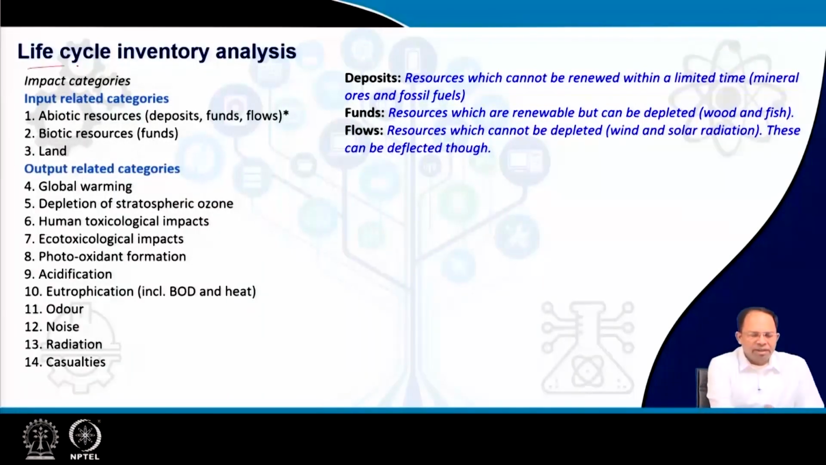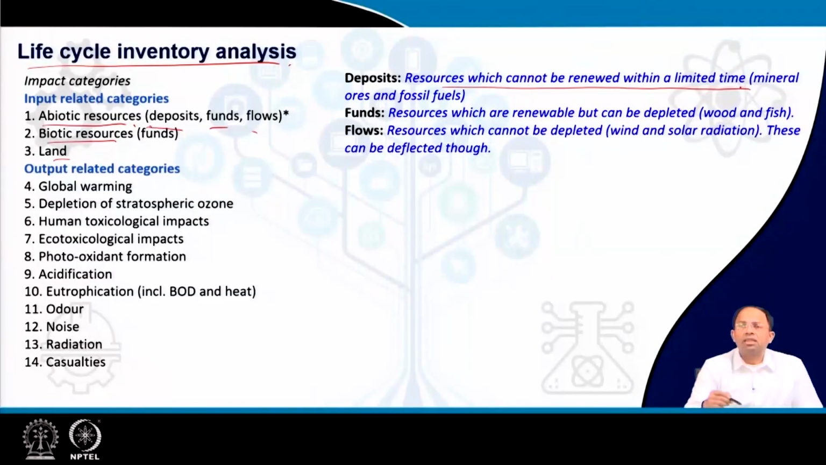In life cycle inventory analysis, we actually determine what the inputs and outputs are, and in goal and scope we determine which inputs and which outputs we should consider. So, inputs are abiotic resources and land. Abiotic resources are again of three kinds: deposits, funds and flows. What are deposits? Deposits are resources which cannot be renewed within a limited time, such as fossil fuel and some mineral ores. That means once we use them, we cannot recover those materials again. Funds are resources which are renewable but can be depleted.